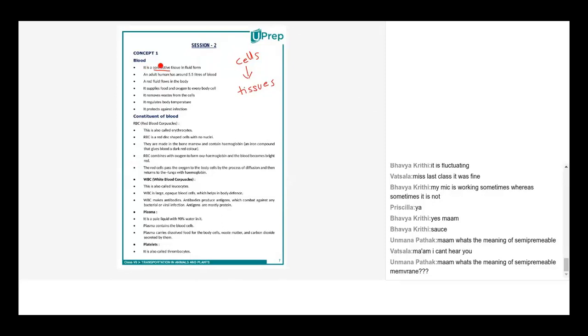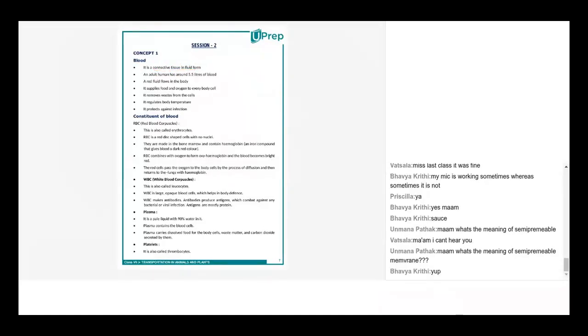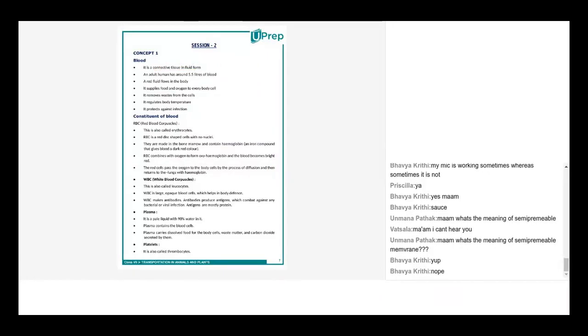So it is known as a connective, and it's a group of cells together, so it is known as a tissue. And of course it is in fluid form. Blood is a liquid, right? It is found in a fluid form. That's why it is called a connective tissue in fluid form. So are the 3 points clear to all of you? Is there any doubt? Why is blood called a connective tissue?